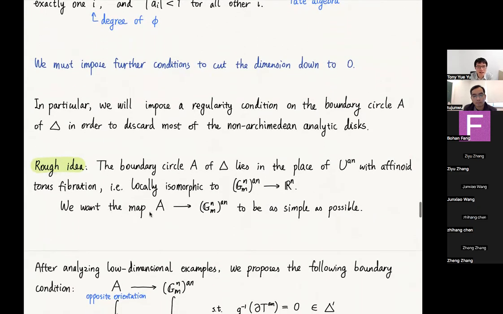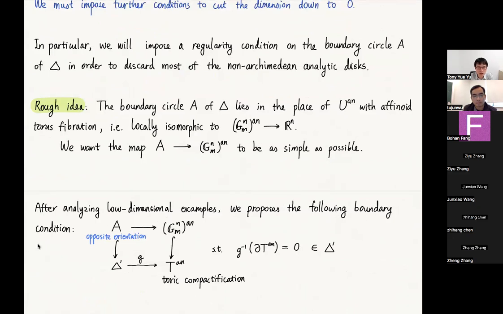So after analyzing low dimensional examples, we propose the following boundary condition. We ask that this map, now we have a map from the circle to the standard algebraic torus, and we ask that if I extend this circle in the opposite direction, I should obtain a map from a disk to some toric compactification of this algebraic torus such that this opposite disk touches the toric boundary at only the zero point. That's in some sense the simplest map we can consider, the simplest map from this kind of circle to the algebraic torus. I just want it to be the boundary of a very simple straight disk.